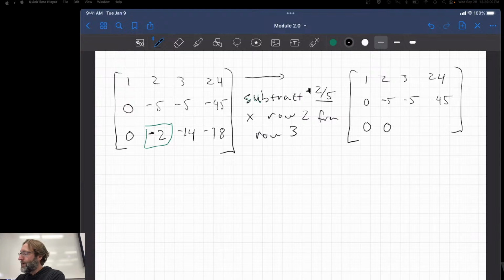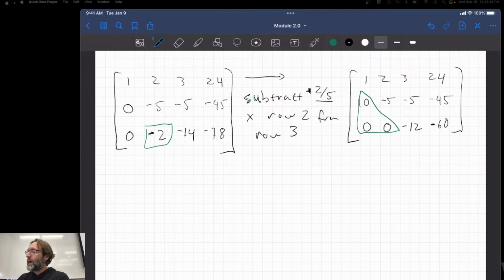So subtract 2/5 times 5. That's going to be, help me out, -2. Subtract that from -14 makes it -12. Yes? Okay. 2/5 times -45. Yep. 9 times 2, 18. So -18, but subtracted from -78 is going to be -60. Right, there we go. We're done, right? We've got this in upper triangular form.